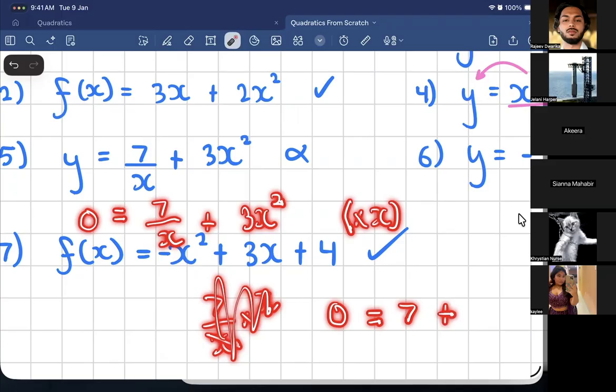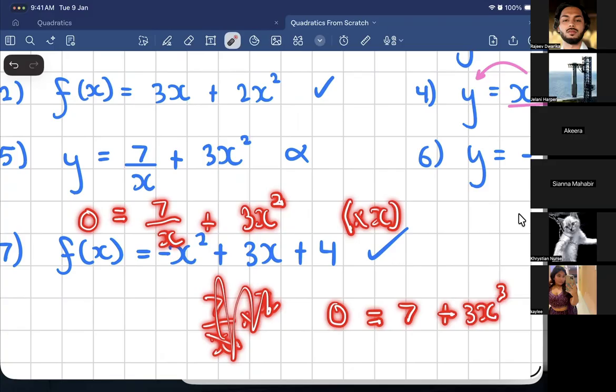That would be 3x to the power of 3. Exactly. Christian, do you know what x squared means? Quickly, do you know what x squared means? No, sir. I don't think so.